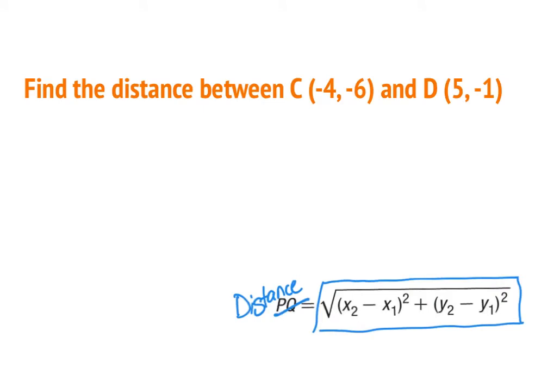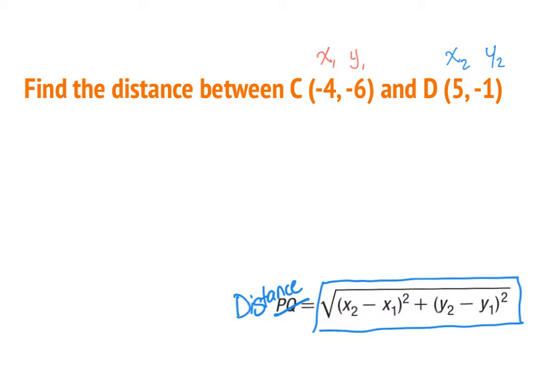Here I want to find the distance between point C, which is located at -4, -6, and D, which is located at 5, -1. So first I can identify what my X and Y's are. So -4 could be my X1 and -6 my Y1. Then I can say my X2, my Y2. So now I'm just going to plug in everything I know into the formula.